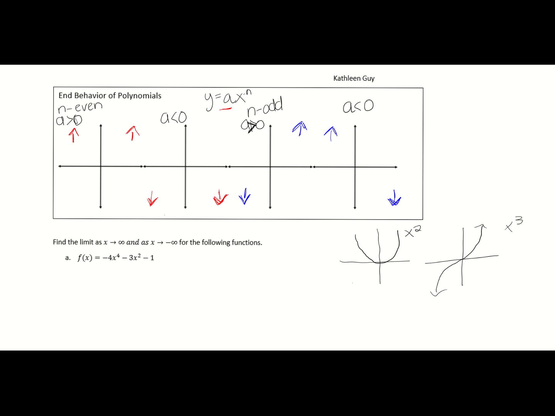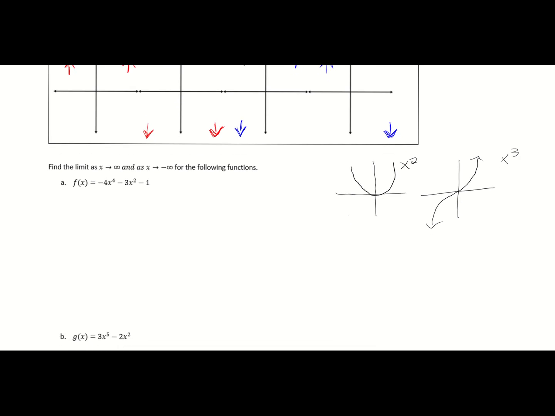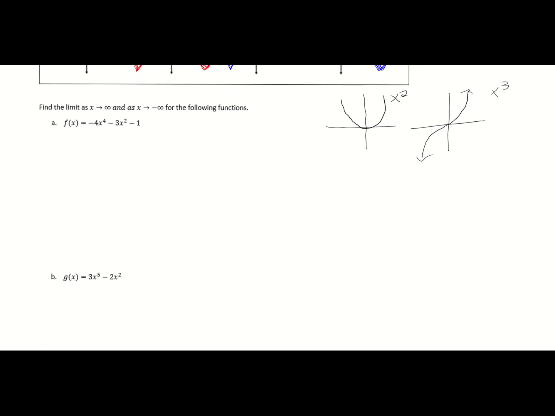So I have two different examples here. The first one: we want to find the limit as x goes to both infinity and negative infinity for the following functions. Where does your end behavior come from? Your end behavior comes from the leading term of your polynomial. The leading term is the term that contains the highest power, the degree of the polynomial. If I take a look at this function, f of x is equal to negative 4x to the fourth minus 3x squared minus 1, the leading term is negative 4x to the fourth. And that will tell me the end behavior of my graph.